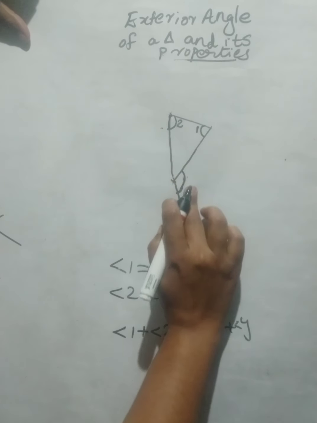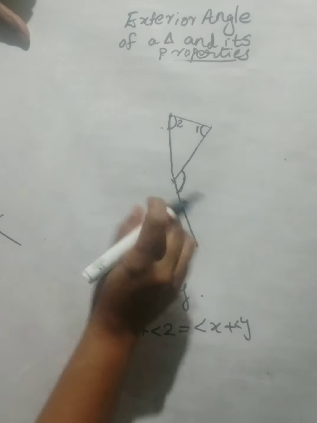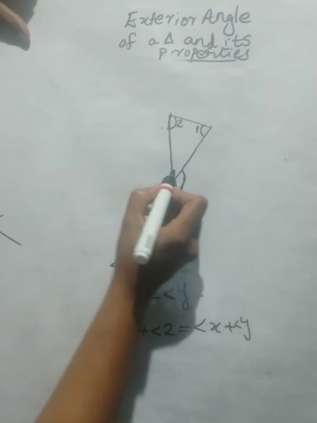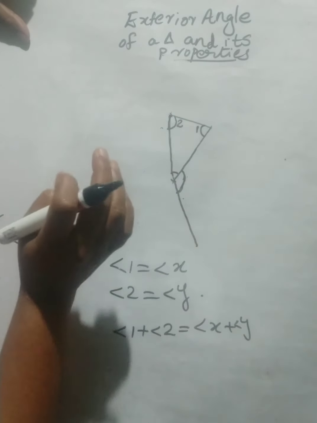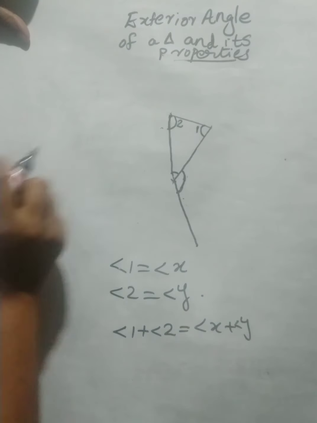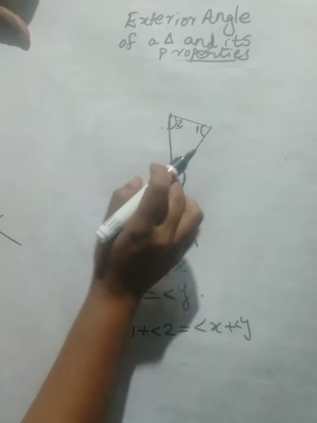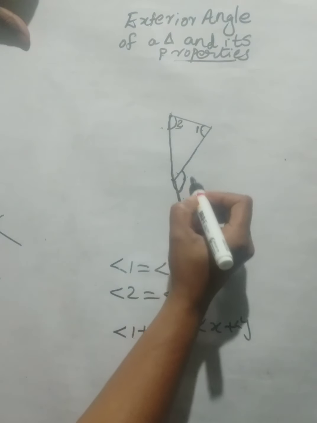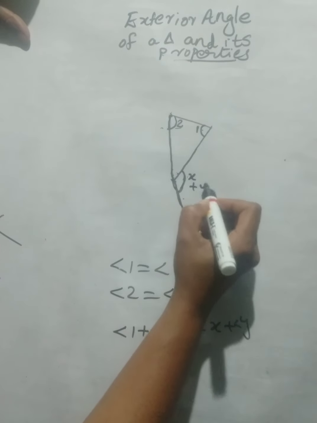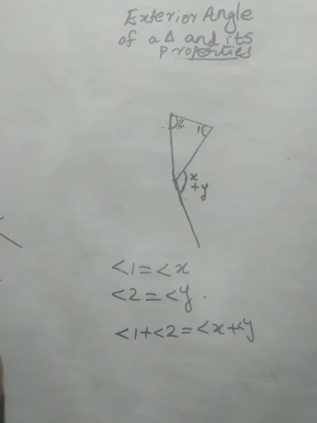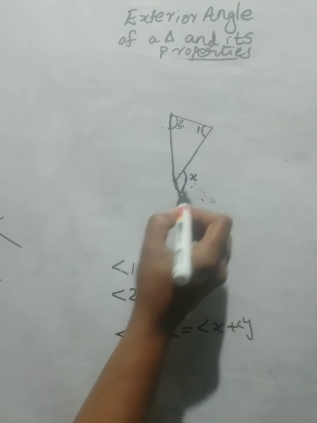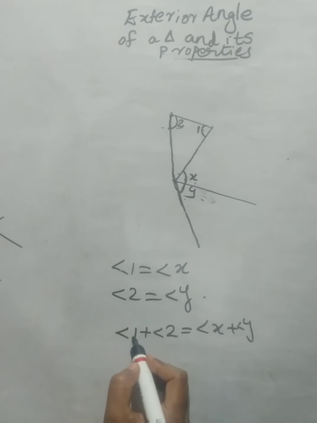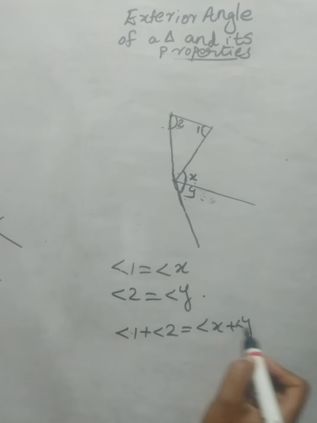Now we can see one angle, and here angle 1 is there, 2 is there. Here also an angle is there, but we are not considering it just now. Now we are studying interior angles and the exterior angle. Only two angles we can take. So we know this will be x plus y. We know angle 1 plus angle 2 is equal to angle x plus y.